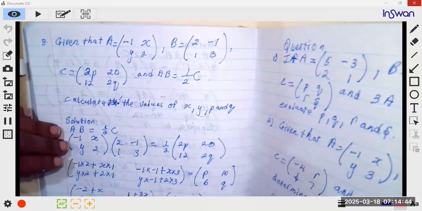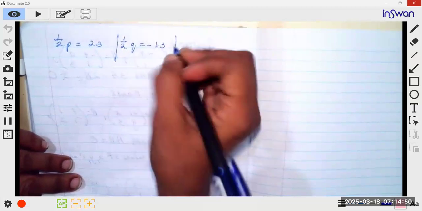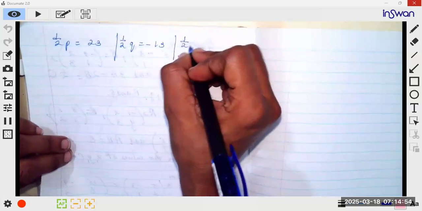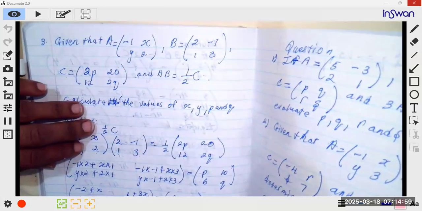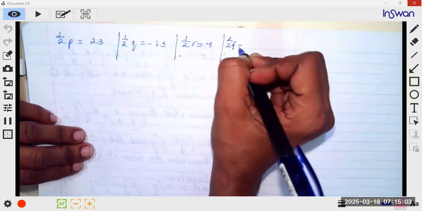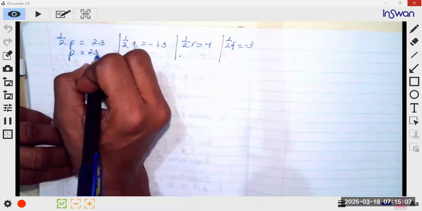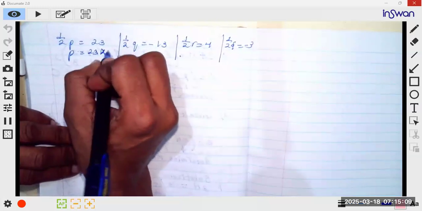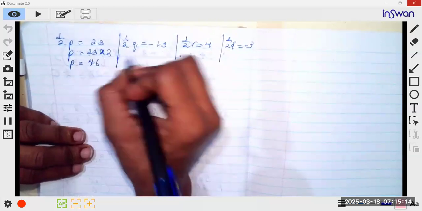I'll have a half Q equal to minus 13. I'll have a half R equal to 4. And next one, I have S equal to minus 3. So here P will be equal to 23 by 2. P will be equal to 46.